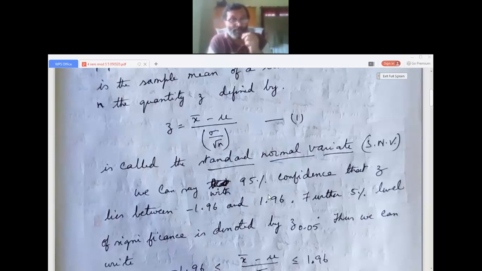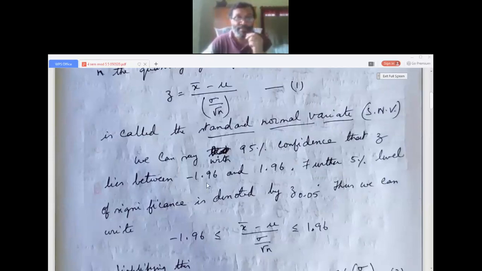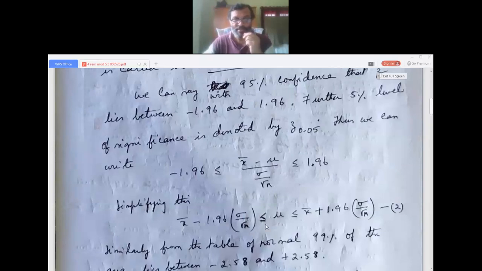Further, the 5% level of significance is denoted by z of 0.05. Thus we write that z lies between minus 1.96 and 1.96. So in place of z here, we can write minus 1.96 less than or equal to x bar minus mu by sigma by root n less than or equal to 1.96. Simplifying this, we get x bar minus 1.96 sigma by root n less than or equal to mu less than or equal to x bar plus 1.96 sigma by root n. I'll take it as equation 2.